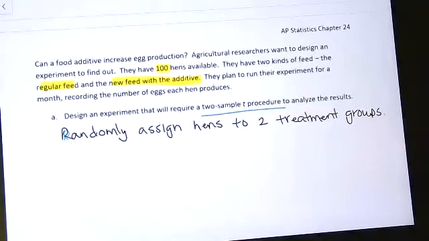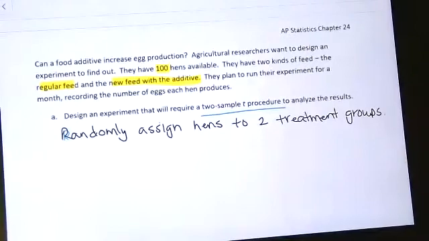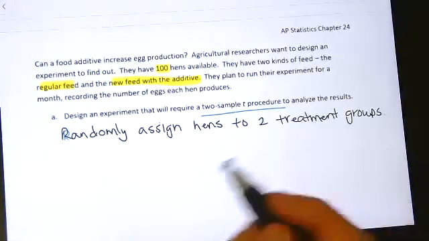Okay, so you can do that with a random number generator. You can give each hen a number from 1 to 100, and then using a random number generator, pull 50 unique numbers. They go into the first group, and then the other 50 hens go into the second group. So if it asks you, how would you randomly do it? That's what I would do. I would number these 1 through 100 and use a random number generator without repeats to find 50 unique numbers. Those 50 hens go to group 1 and the other goes to group 2.